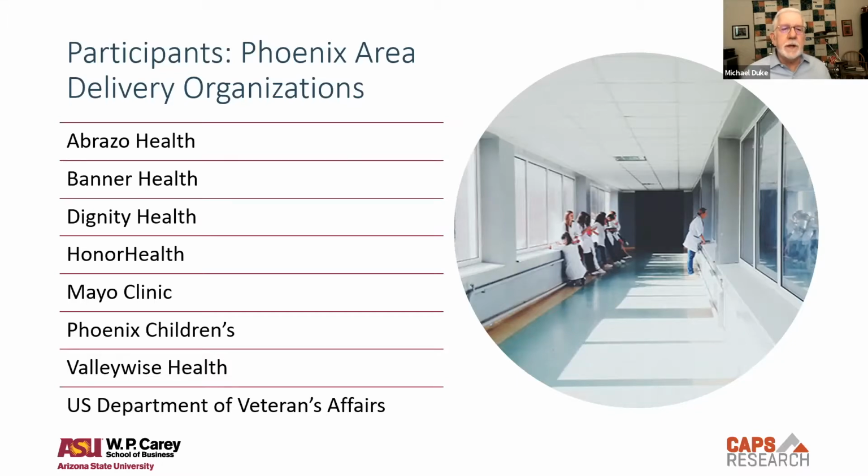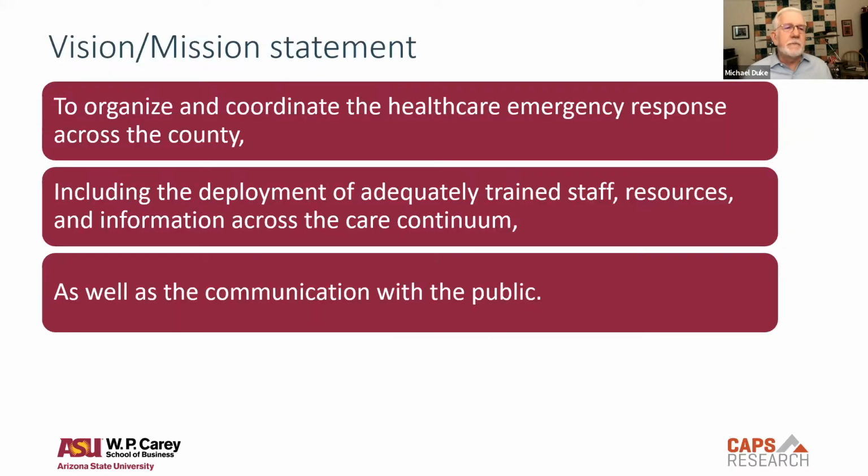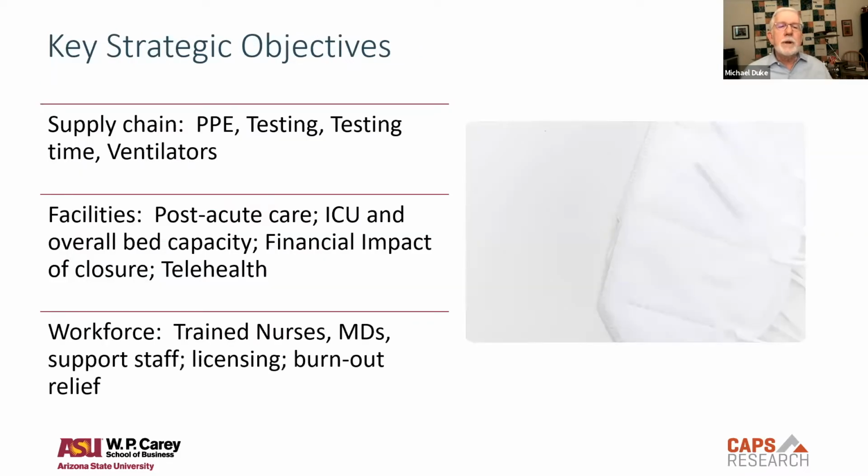Here are the organizations, and as you can see, they're very diverse in terms of size, specialty, ownership, and geographical reach. Next slide, please. The vision or mission of their collaborative, which is called the Delivery System Collaborative, is to use their collective learnings to organize and coordinate the healthcare emergency response in Maricopa County, deployment of staff, resources and information across the care continuum, and communication activities to the public. Next slide. There are 3 key objectives that they've identified, as we're calling them, pillars: supply chain, facilities and infrastructure, and workforce. And by the way, these pillars have been the topical focus of our first 3 interactive sessions.